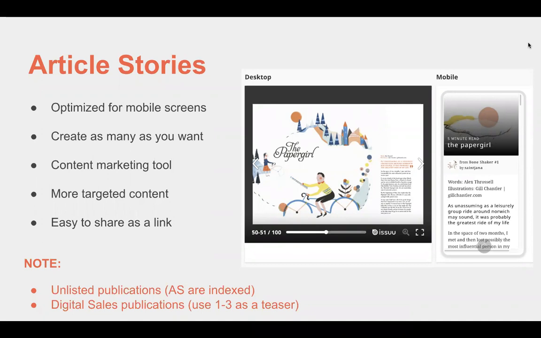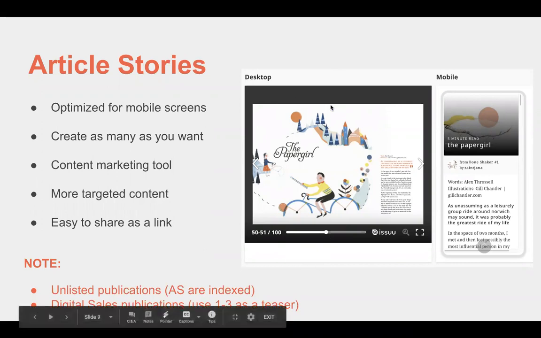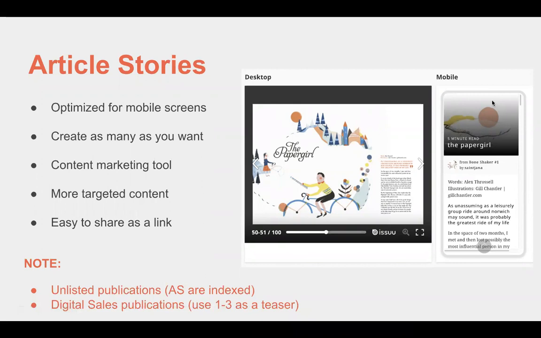One important note is that if you upload unlisted publications, then I would suggest to avoid article stories. Why is that? It's because article stories are indexed. Just imagine that you would be publishing this content unlisted, and then you also publish an article story with it. Then the article story is indexed. So even though we have this feature of unlisted publications, we do not have a feature of unlisted article stories, and all article stories are indexed, which means these are searchable on Google.